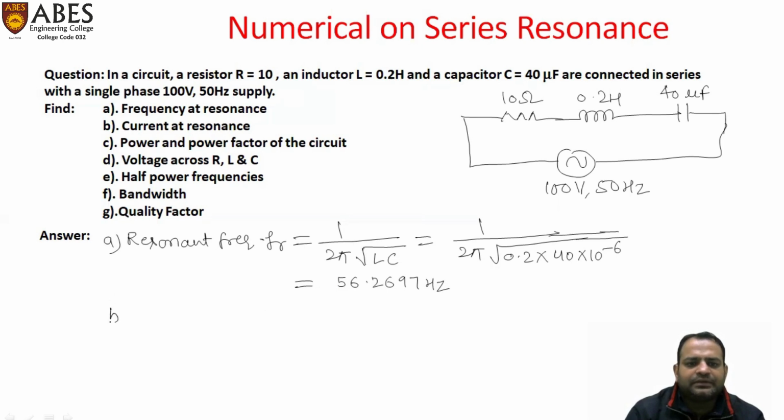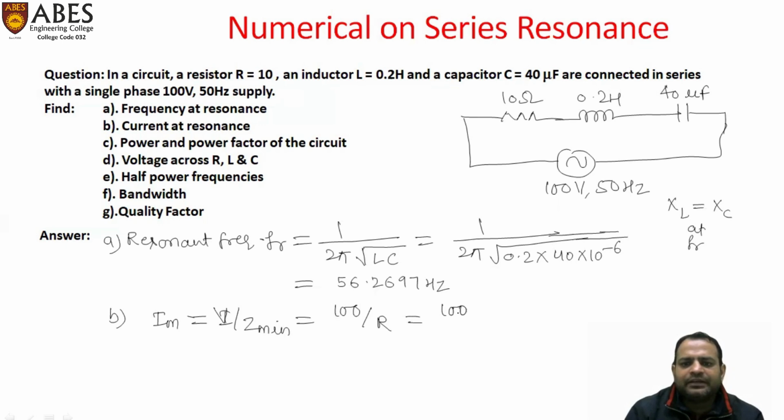Now move to the B part. Find out the current at resonance. When we are talking about series resonance, our current is maximum, Im, which is V by Z minimum, because our impedance is minimum. So voltage is given 100. Z is only R because XL is equal to XC at this resonating frequency FR. So Z is only R. So 100 divided by 10, which is 10 ampere.